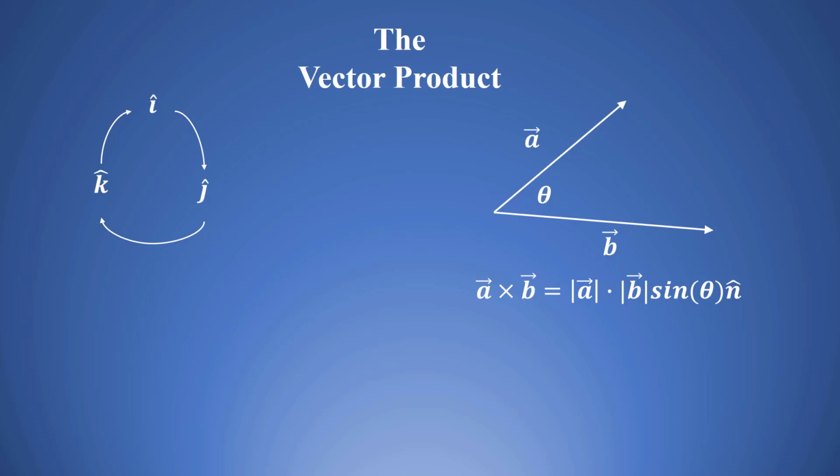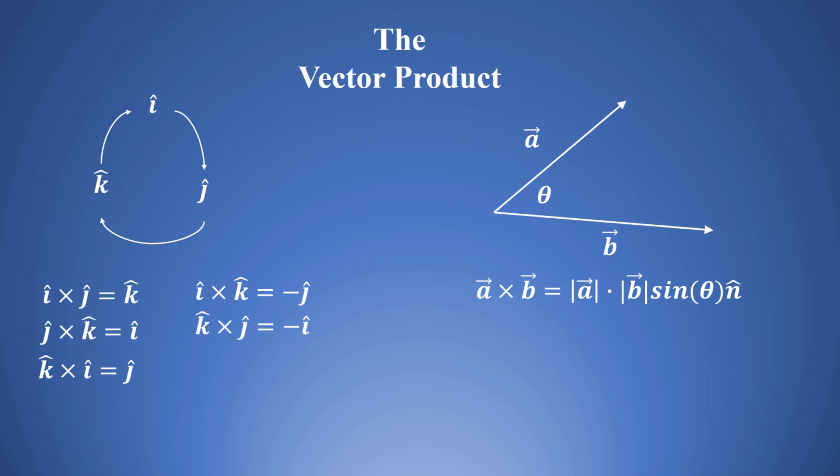The direction is defined by, if we start from i and we do the cross product clockwise, we will get the third vector with the positive sign. If we go anti-clockwise or counterclockwise, we will get the third vector with negative sign. For example, the cross product between i and j is k. Between i and k is minus j. Here, as you can see, the order matters: i, j, k.